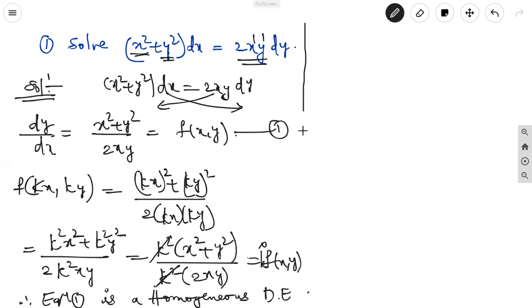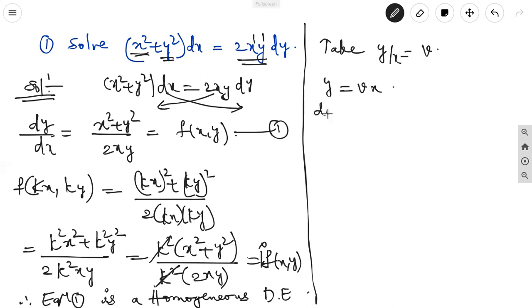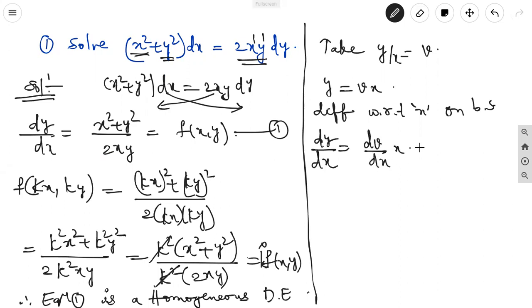Now, follow the homogeneous form. Take y by x equal to v, so y is equal to vx. Differentiating with respect to x on both sides, dy by dx equals dv by dx into x plus v, since the derivative of x is 1.